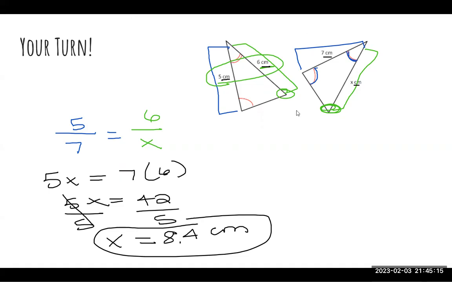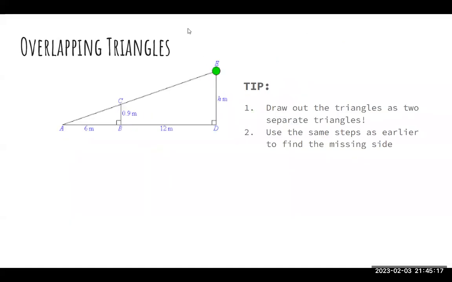Let's move on. So now we're going to talk about overlapping triangles. Overlapping triangles is when we have 2 triangles mushed together into one. So the biggest tip I have for you is to draw out these triangles as 2 separate triangles. When you do that, it can make looking at them a little bit easier. So we know we have this small triangle right here. And then we know we have this bigger triangle like this. So those are our 2 triangles. We're going to take them and draw them out to be 2 separate triangles.